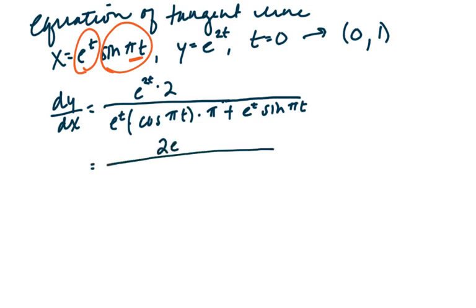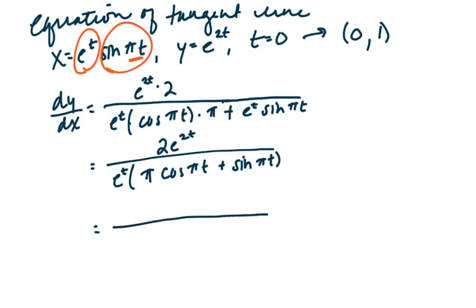The numerator is 2e to the 2t, and in the denominator, let's factor out an e to the t. We have pi cosine of pi t plus sine of pi t. Now we can cancel one of those e to the t's. When you divide like bases, you subtract exponents. So this means we get e to the t, just in case you didn't see it. So we have 2e to the t, and in the denominator we have pi cosine of pi t plus sine of pi t.